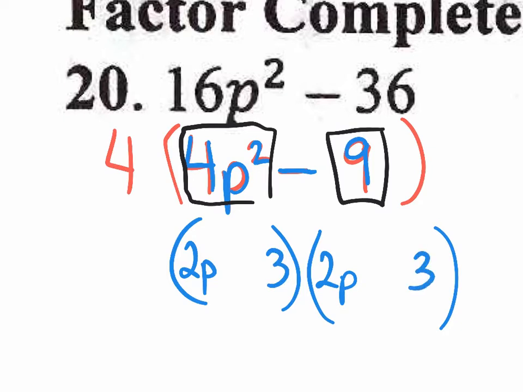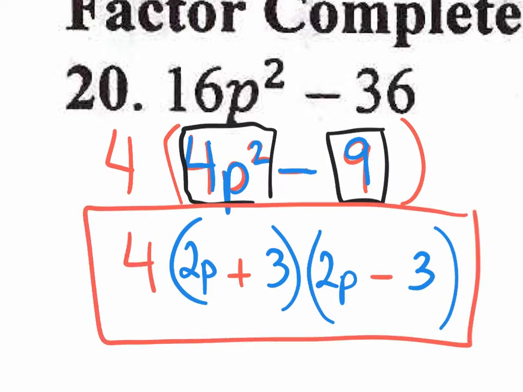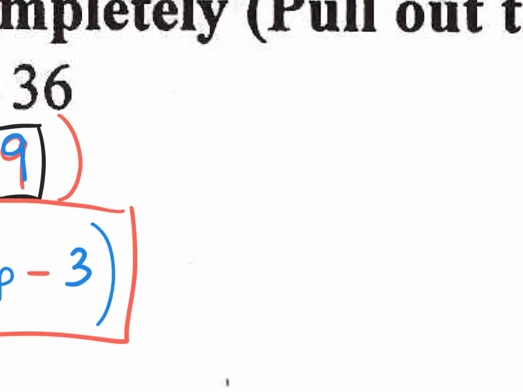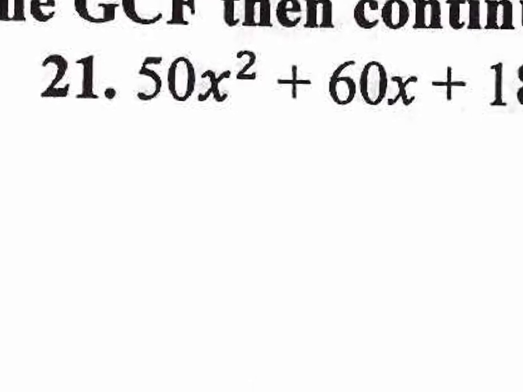Now, since it's a binomial, the middle terms have to cancel out. So what does that tell you about the signs? Mixed signs. One positive, one negative. And what about that 4 that we pulled out originally? You have to bring it down. That's your completely factored form of number 20. So once again, on this section, we're pulling out the GCF first, and then looking at the inside and continuing to see if we could do anything.